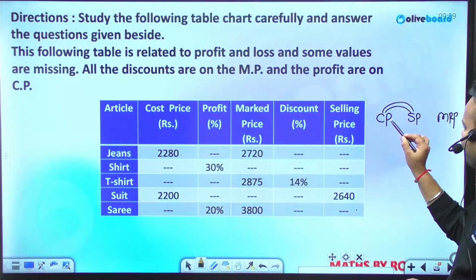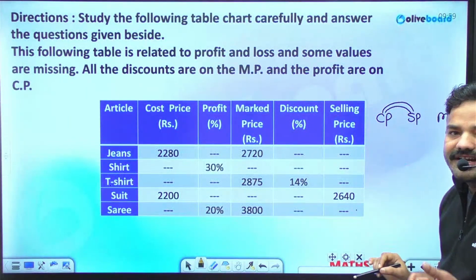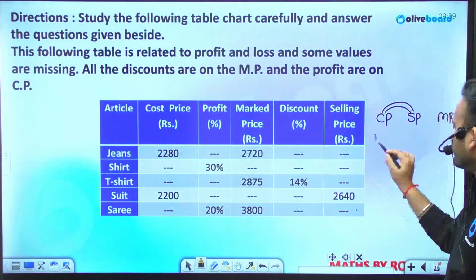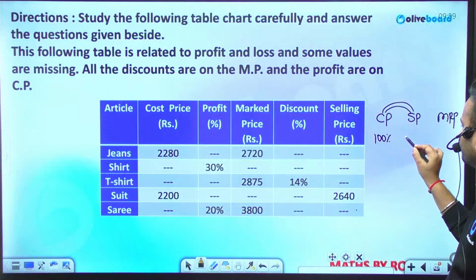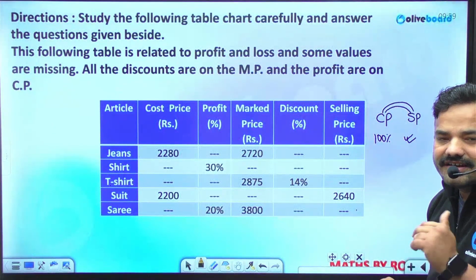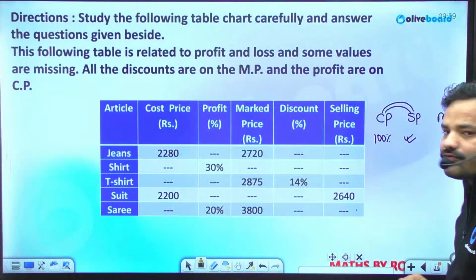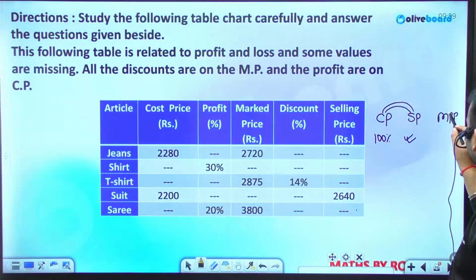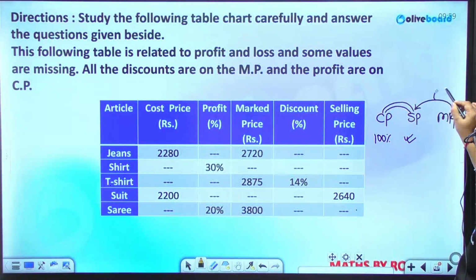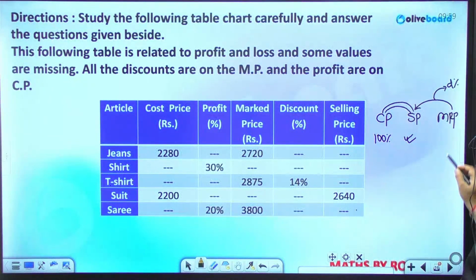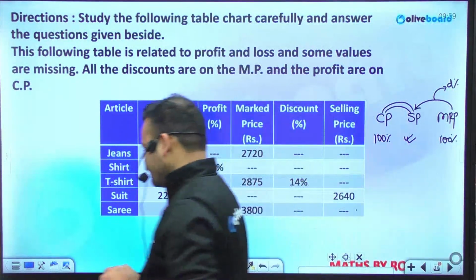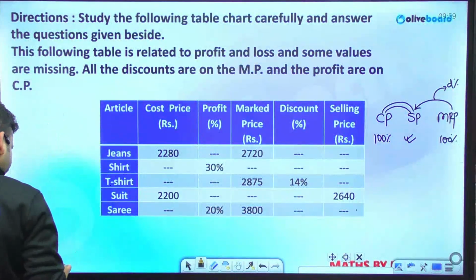So when profit or loss percent is considered, it is being considered on CP. So CP is considered as 100%, and this particular value will be either more than 100 or less than 100, or equal to 100 also in case of no profit, no loss. And between MRP and SP, there is a bridge of discount percent. In this particular case, when these are combined, MRP is considered as 100%. Discount comes on MRP, okay? So let's solve this question.